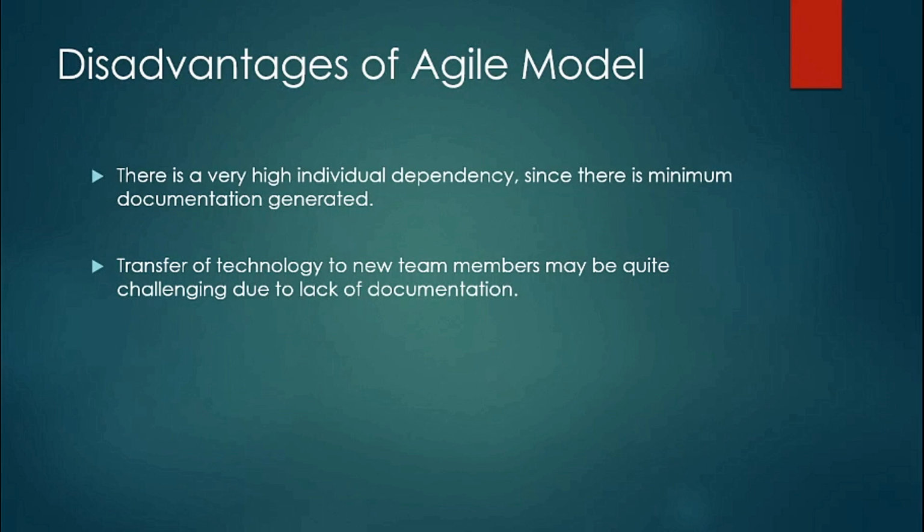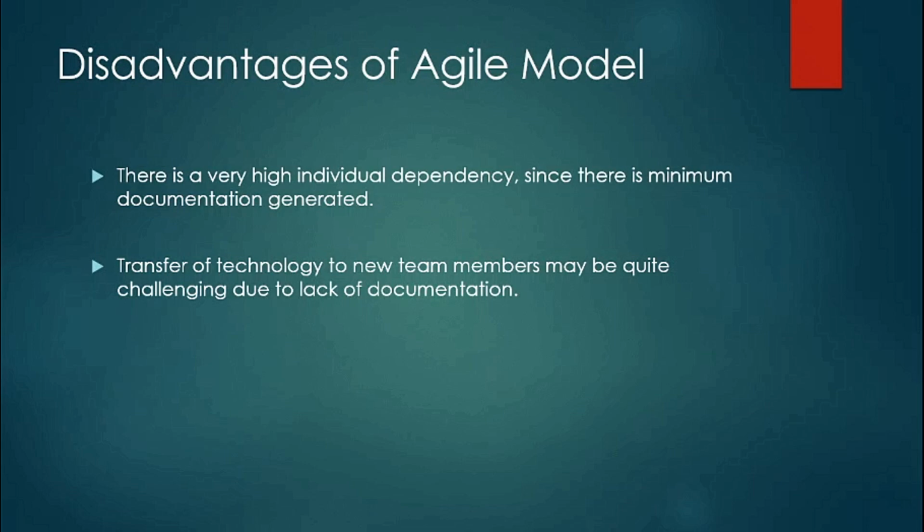There is very high individual dependency since there is minimum documentation generated. As in waterfall, everything we document, but in agile, there is very little documentation. So there is huge dependency on a particular individual who is handling a particular application. So this is one of the disadvantages of the agile model.